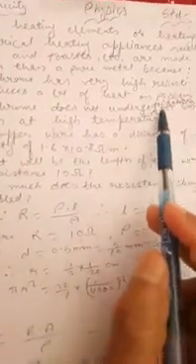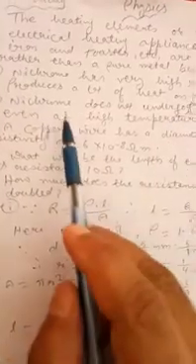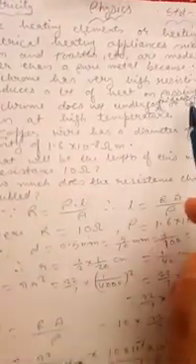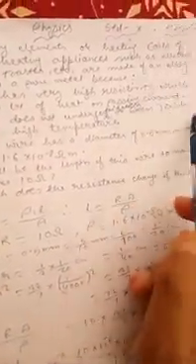Another reason is that nichrome does not undergo oxidation or burn easily even at high temperature. This is why nichrome wire is used in heating elements.